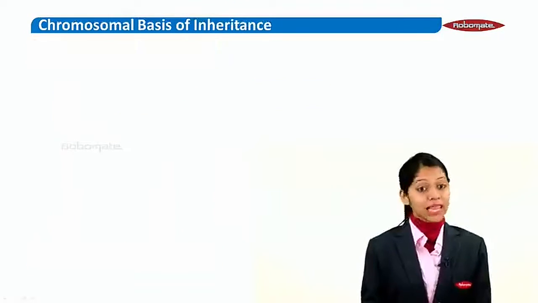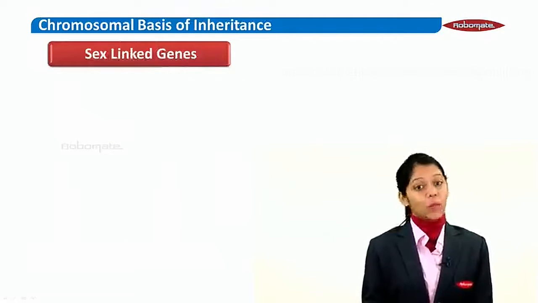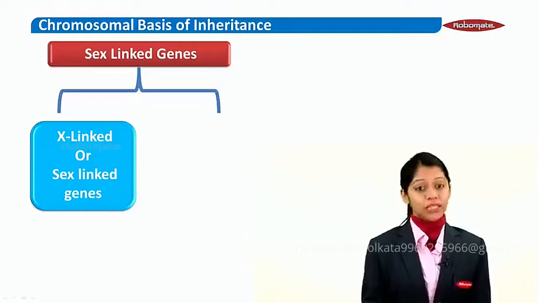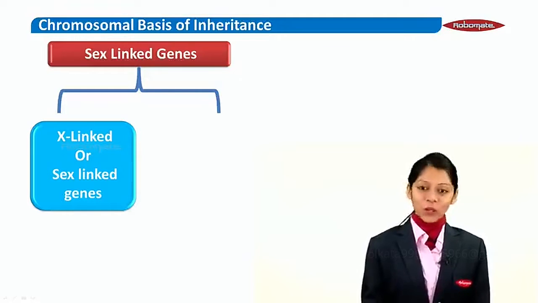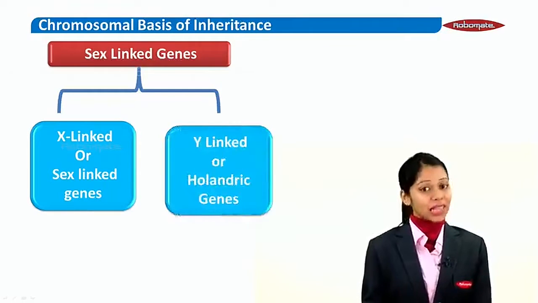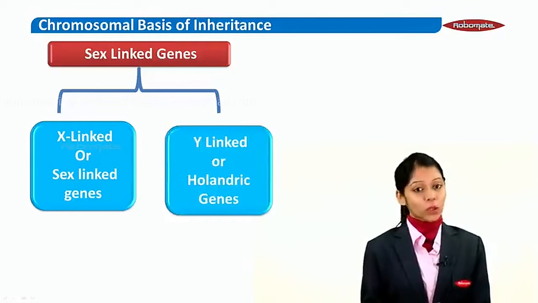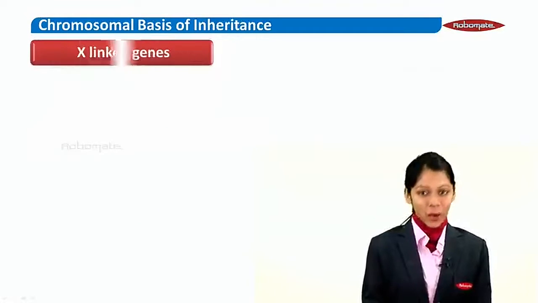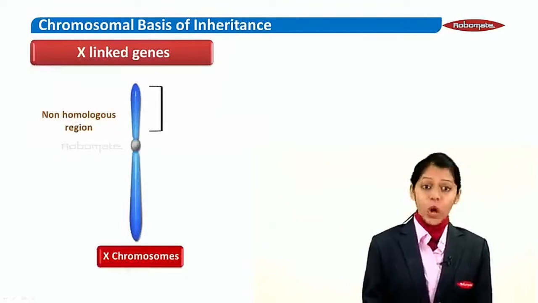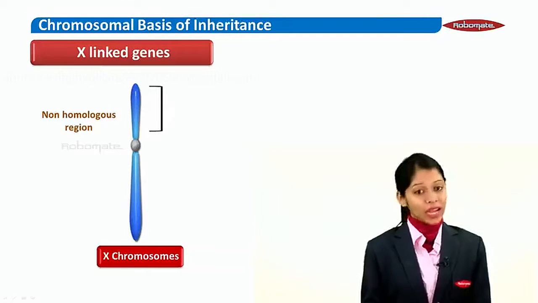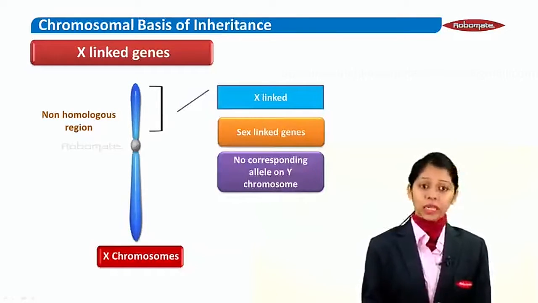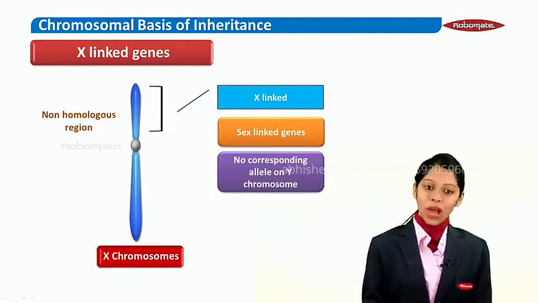Let's study sex linkage types in detail. Sex-linked genes are of two types. One is the X-linked genes, which are present on the X chromosome. These are also known as sex-linked genes. And the second is the Y-linked, also known as holandric genes, which are present on the Y chromosome. The X-linked genes are present on the non-homologous region of the X chromosome. So these genes are called X-linked, and no corresponding allele of it is present on the Y chromosome.